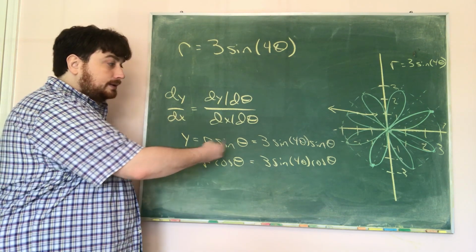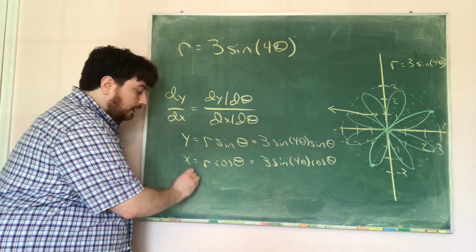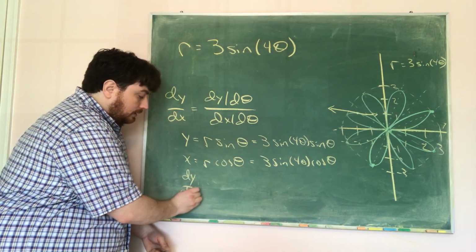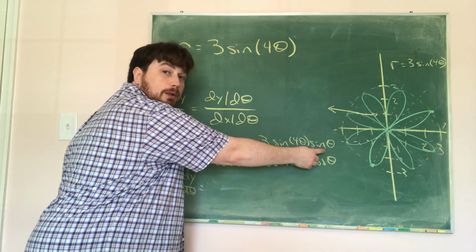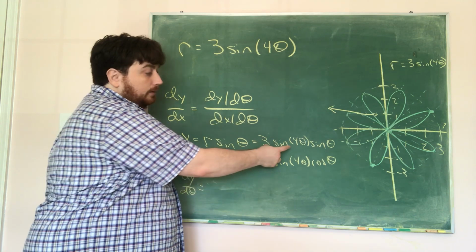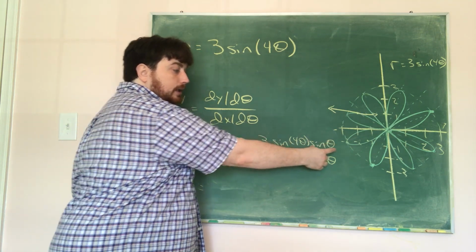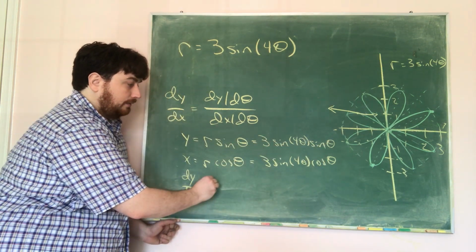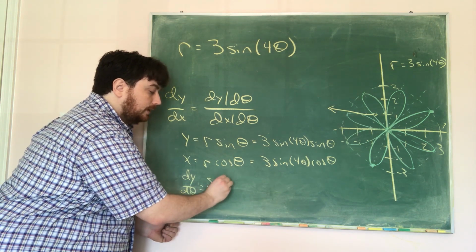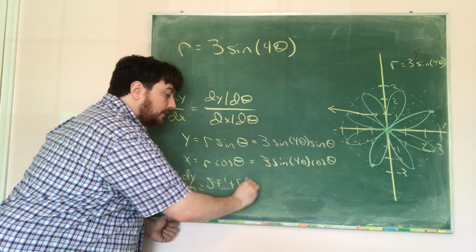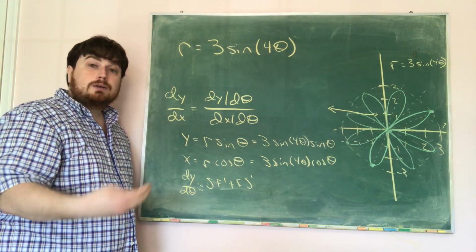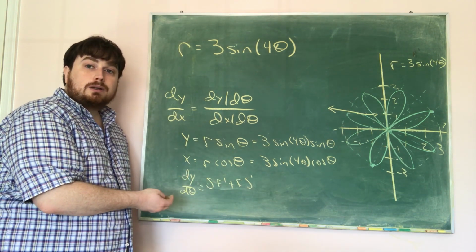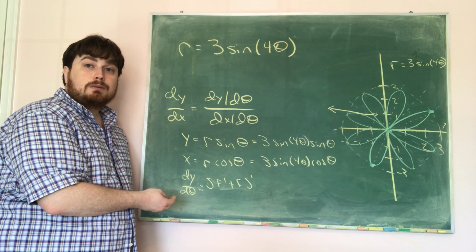So now that we have y as a function of theta, we're going to need to find dy d theta. And so if we look here, we notice that this is just going to be a product rule. We have 3 sine of 4 theta times sine of theta. So the derivative is going to be the second times the derivative of the first plus the first times the derivative of the second. If you'd want a refresher on the product rule, I'll have a link down below so you can look back over that.